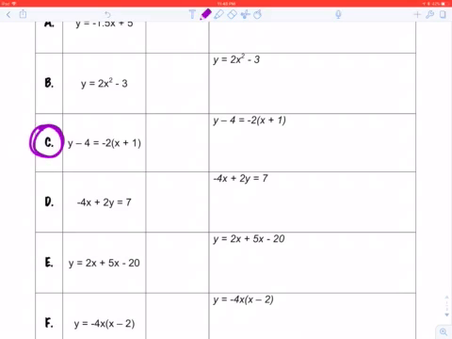And right now, this equation looks like y minus 4 equals. So we have to get rid of that minus 4 by adding 4 to each side of the equation. You get y equals negative 2 times, in parentheses, x plus 1. And then we can just put that plus 4 at the end. So now that this equation just looks like y equals, we actually can graph it on the graphing calculator to see if it represents a straight line.